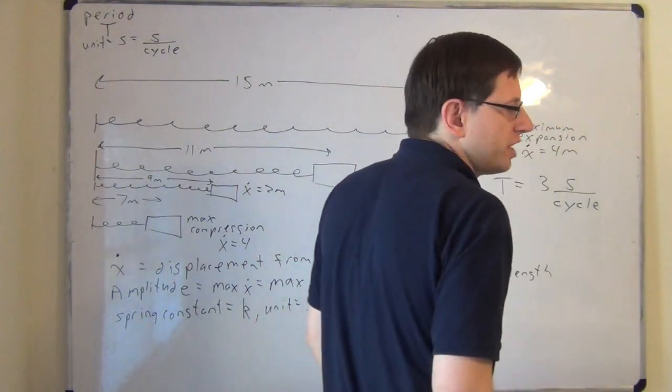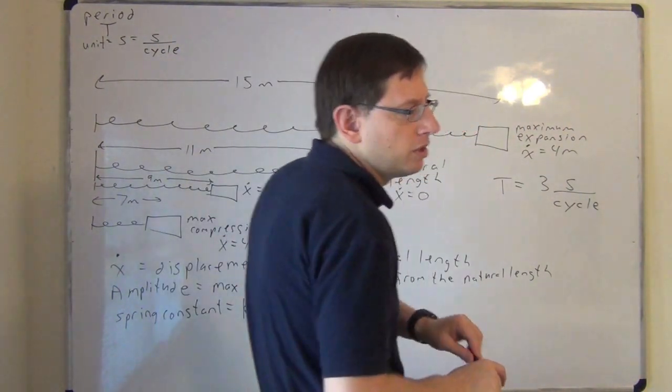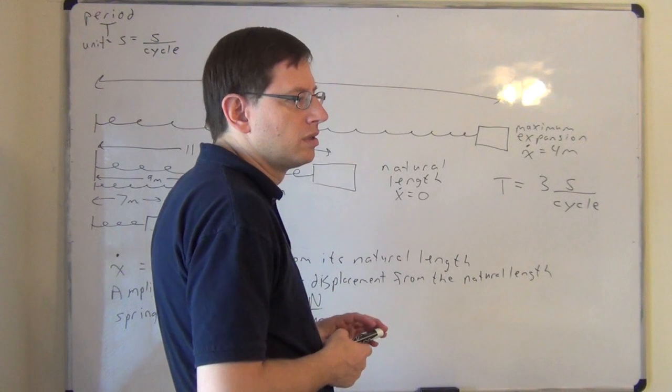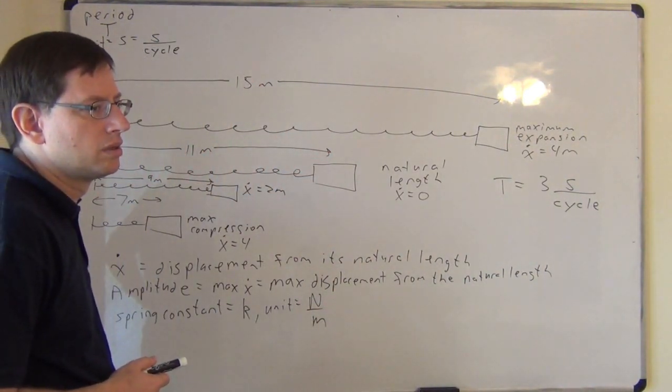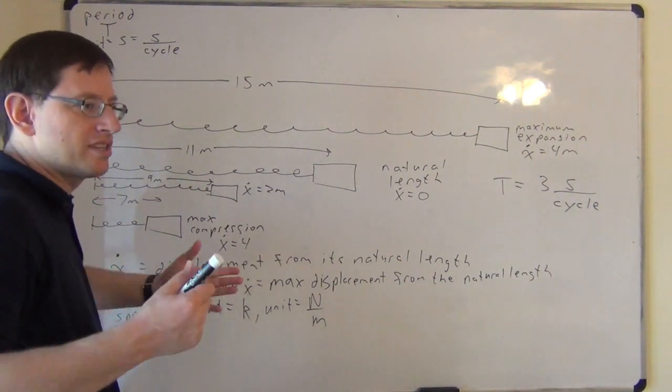So for example, suppose that I told you that the period for this spring's oscillations was 3 seconds per cycle. How would you interpret that in words? It takes 3 seconds for it to, so if you had stretched it, it would take 3 seconds to go to the natural length, compress the natural length, and come back. Okay, that's good. That's a good explanation.